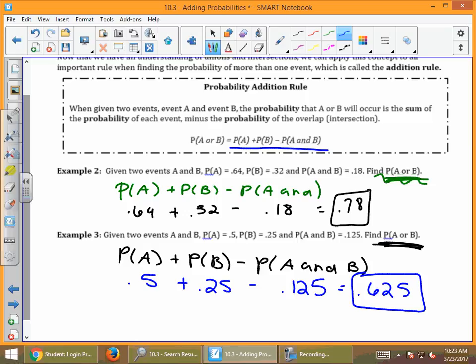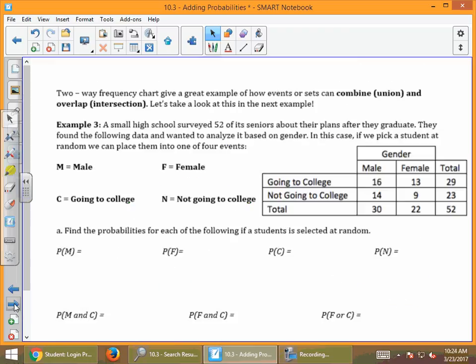Questions over there? Some of you guys are sitting there saying, man, I don't know what's going on. Well, you do. We'll show you. We'll do an example that's very similar to what you just took a quiz over, and you'll be able to solve this. So we have a two-way frequency table, meaning that we're analyzing two things at once. Here's an example of how sets can combine, a union, and how they overlap, the intersection. Let's take a look at this in the next example.